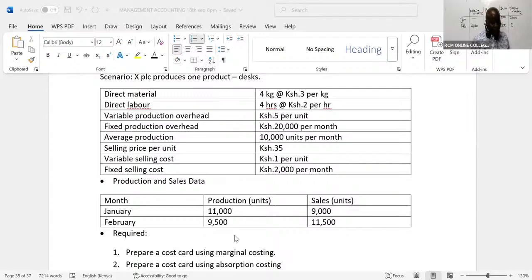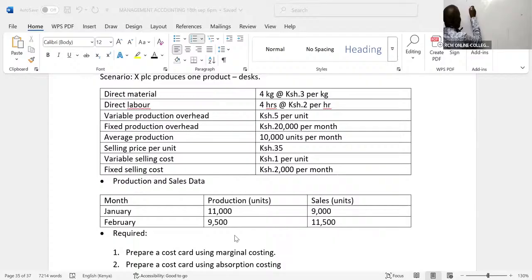So then they want me to prepare, number one, a cost card using marginal costing. Let's prepare a cost card using marginal costing. So mention there cost card in brackets MC. I'll rub this, but I expect when I start doing my P&L, you'll be able to remind me these figures, eh? Because already you have them. So now we do a cost card.